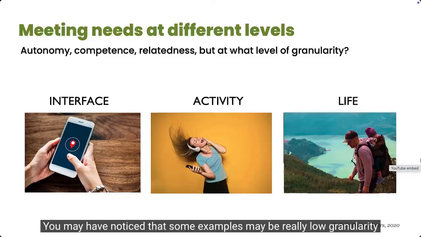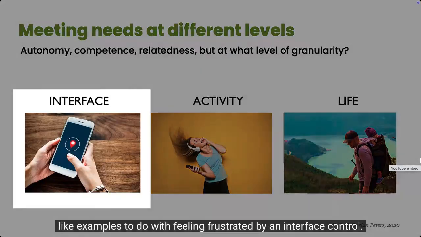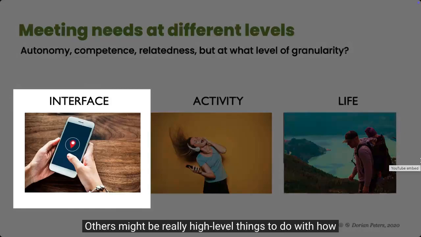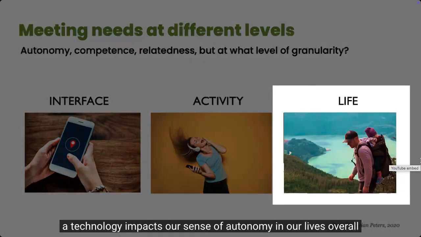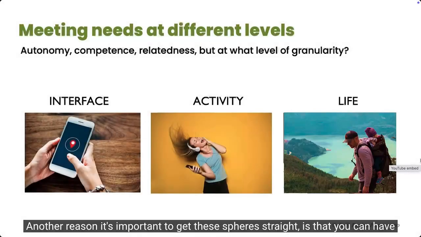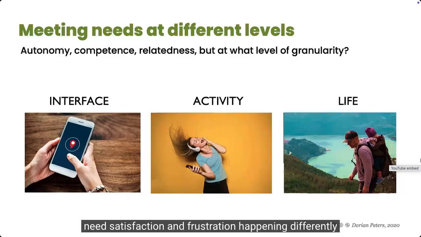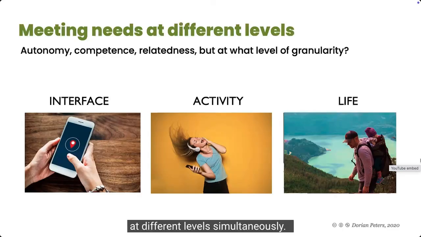You may have noticed that some examples might be really low granularity, like examples to do with feeling frustrated by an interface control. Others might be really high-level things to do with how a technology impacts our sense of autonomy in our lives overall. Think of a self-driving car for someone who's vision impaired. Another reason it's important to get these spheres straight is that you can have need satisfaction and need frustration happening differently at different levels simultaneously.